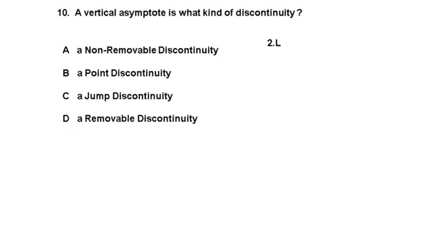10. A vertical asymptote is what kind of discontinuity? Well, a vertical asymptote is an infinite discontinuity or a non-removable discontinuity.